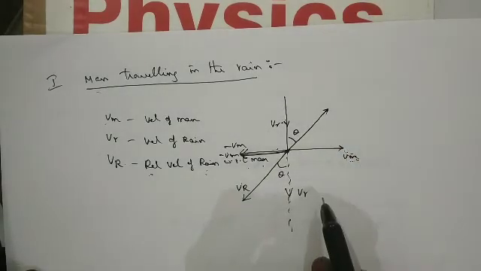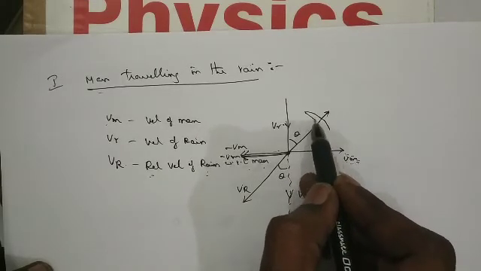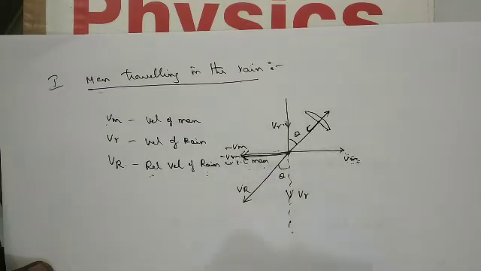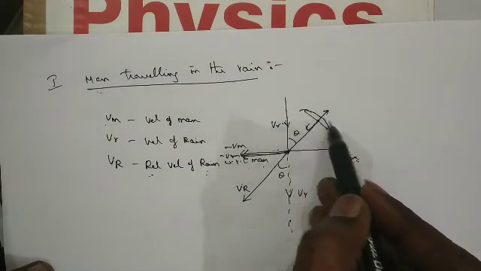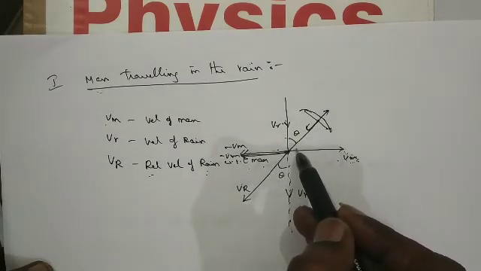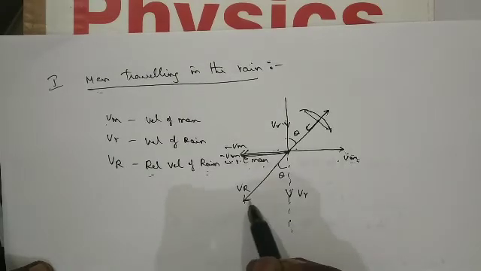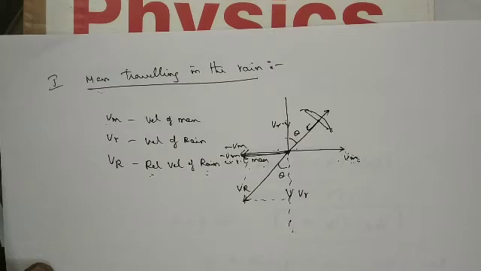If he has to hold an umbrella, he has to hold it in this direction so that he will not get wet. The velocity of the rain will be coming relatively, because of his motion, in this direction with theta with respect to the perpendicular, and this is the relative velocity here. Now we can find out the rest of the values.